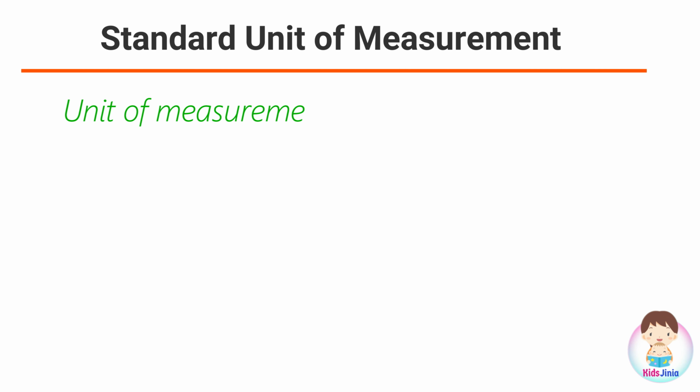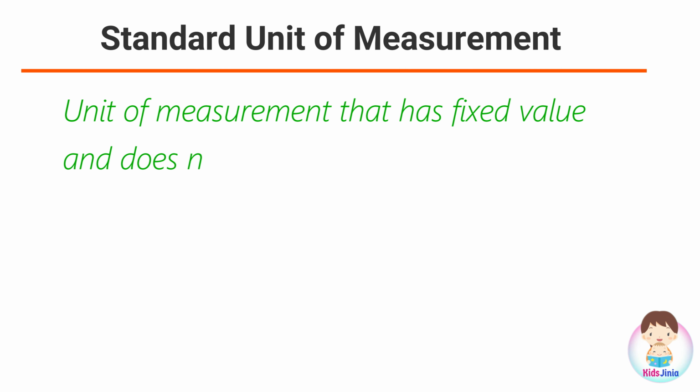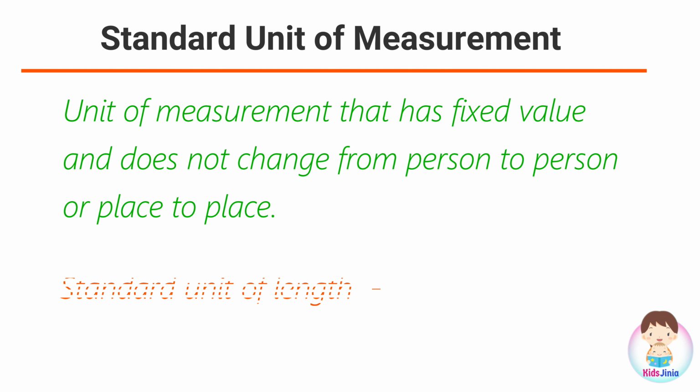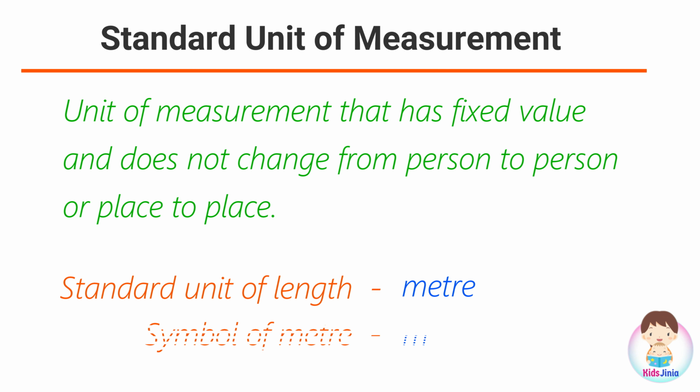A unit of measurement which has a fixed value, which does not change from person to person or place to place, is called a standard unit of measuring length. Here, the standard unit of measuring length is called meter. Whether a meter is used by one person or another person, whether the meter is used in one country or another country, it always represents exactly the same length. The symbol of meter is m.